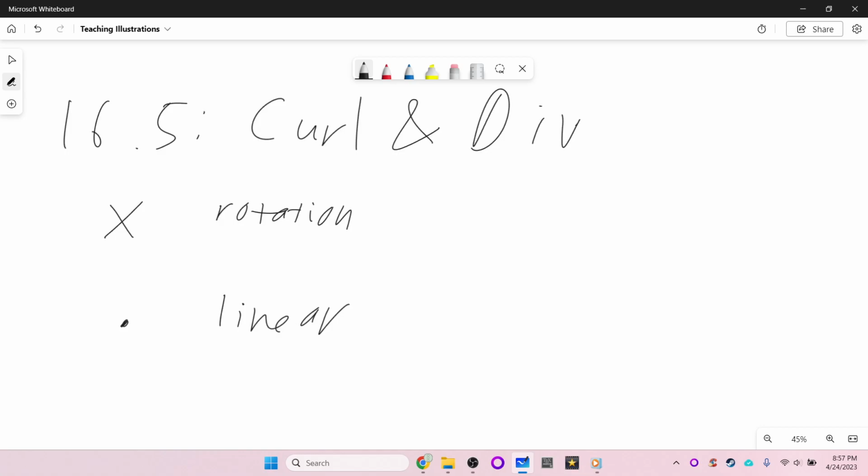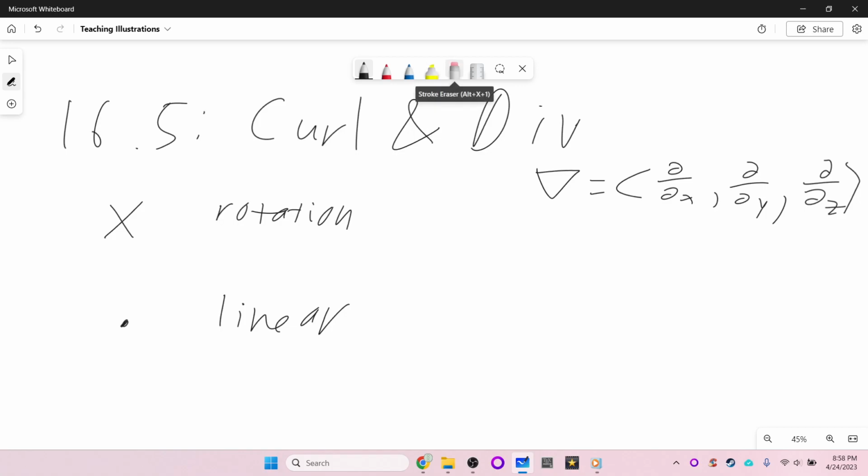So the gradient is the vector del over del x, del over del y, del over del z. Technically, it's called a vector operator. It's not a vector by itself, but we're going to write it as though it's a regular vector because it'll make it easier to write out the ideas that we're having.